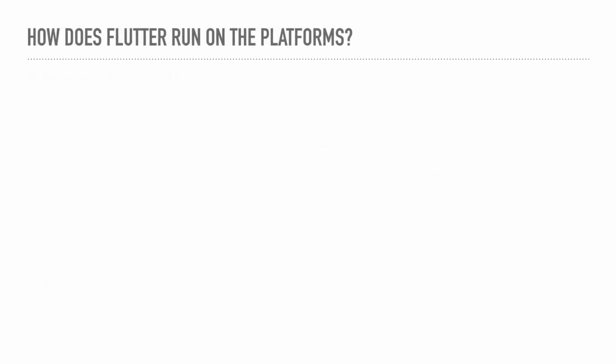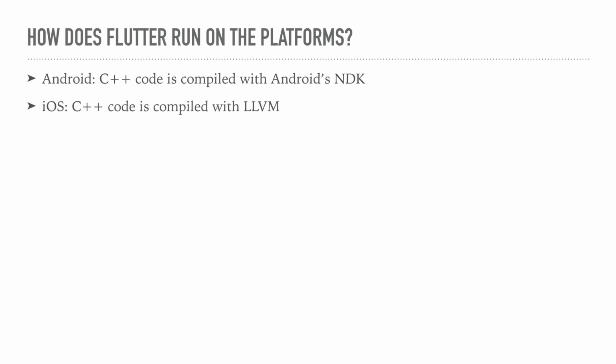So how does it run? On Android, the C++ code is compiled with Android's NDK. iOS is compiled with LLVM. Dart is AOT compiled, ahead of time compiled, to native code for deployment, which means it's extremely fast. It gets tree shaken, so you're not using any parts of libraries that you haven't actually accessed. It's very, very quick.